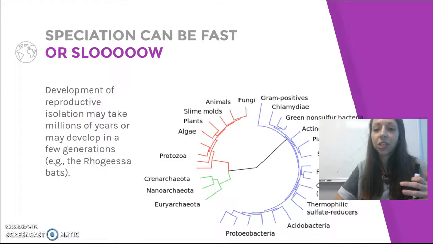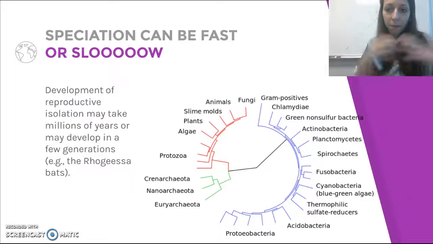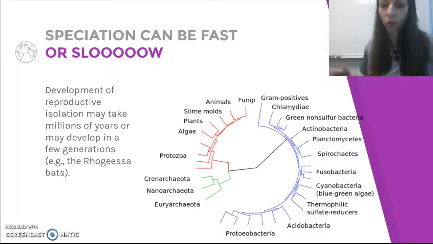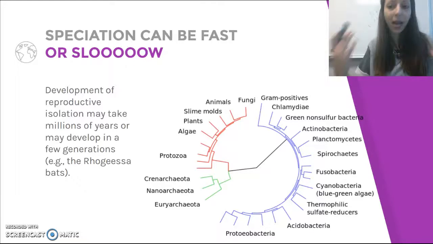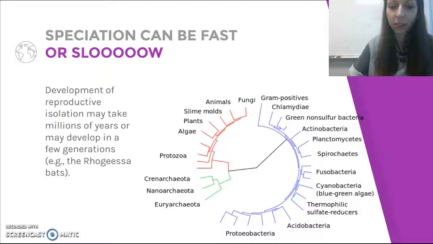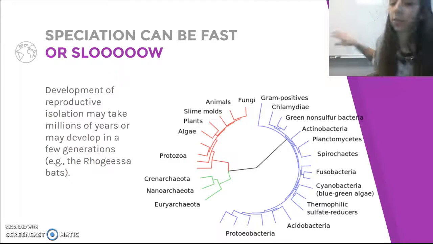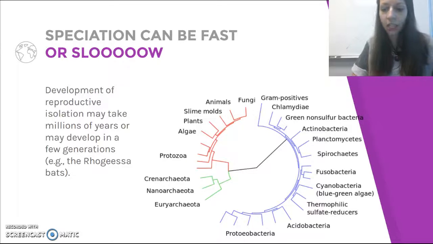Okay, speciation can be punctuated, it can be in bursts, or it can be very, very slow. So the development of reproductive isolation may take millions of years or may develop in a few generations. So there's some bats and Drosophila in the lab. We often see this, but sometimes this actual branching pattern is going to take a very long time.